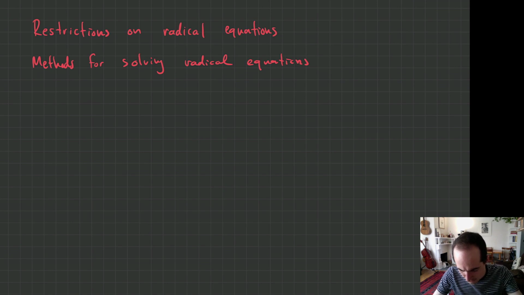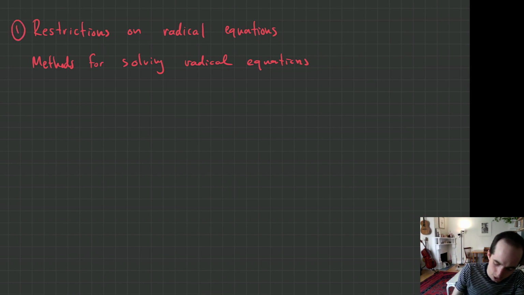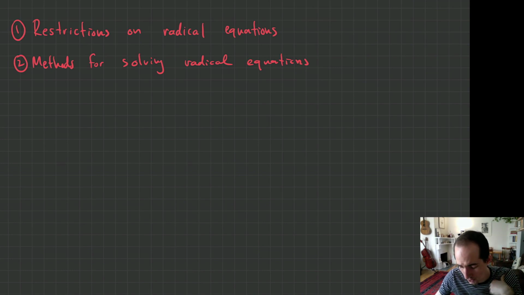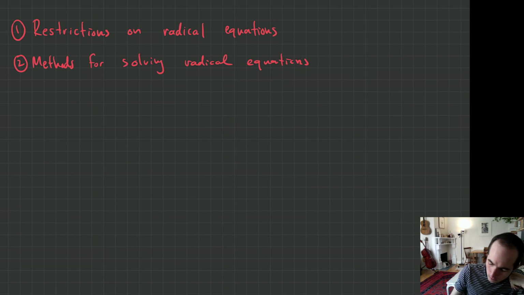We're going to talk about one, restrictions on radical equations, and two, we're going to look at methods for solving radical equations. Okay, so restrictions, what does that mean? So let's talk about the first one.